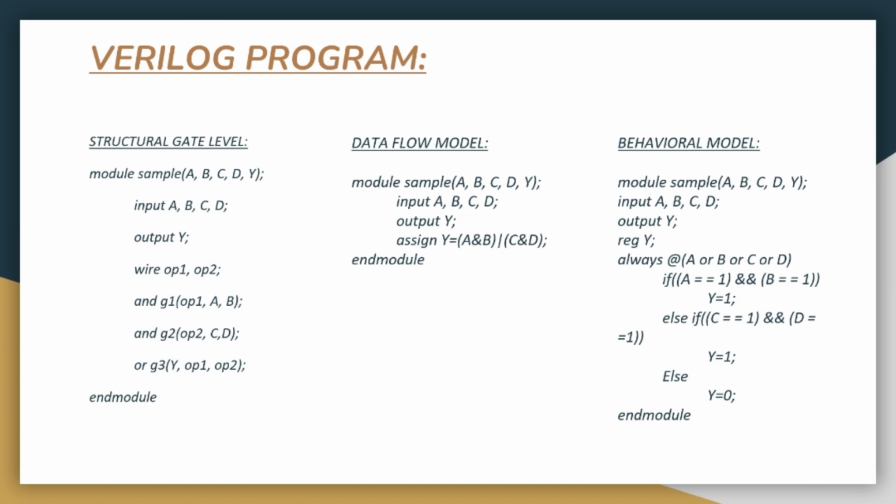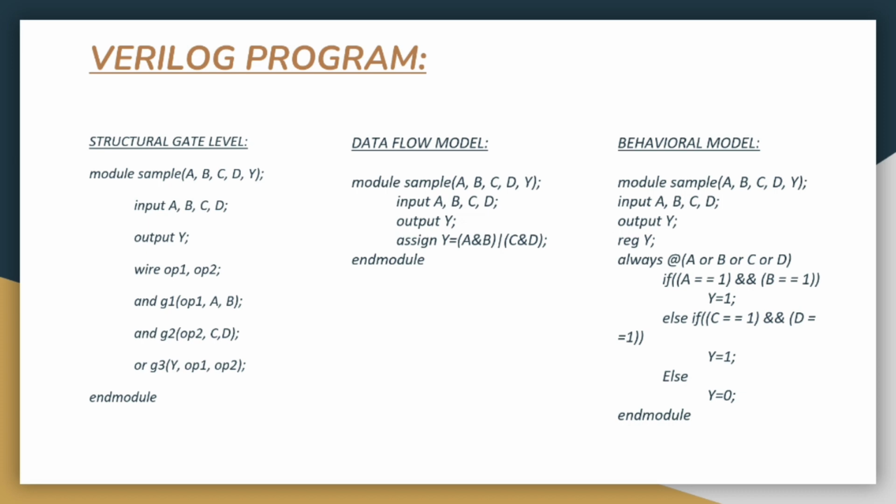In the structural gate level, you will take inputs A, B, C, D and output Y, and you will take two wires, output1 and output2. Output1 will be the wire from the outputs of A and B, and output2 will be the output from C and D. AND gates of A and B, and AND gates of C and D, and finally an OR gate of output1 and output2, and then finally end module.